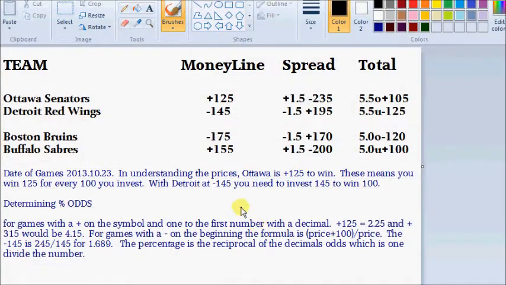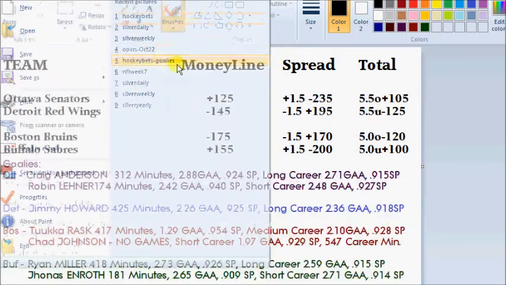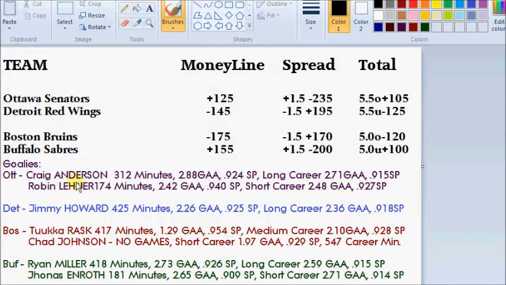So now when we look at the odds, you've got to ask yourself, what's the chance that Detroit wins? And what's the chance the total is going to be 6 goals or more? The one thing that helps is knowing who the goalies are, so let's take a look. For Ottawa, you've got Craig Anderson, their starting goalie, 312 minutes, a 2.88 goals against average this season, and in his career he has been pretty okay. Robin Lehner, I don't know if I pronounced that right, the backup goalie, has played magnificently when he's played, and his career is pretty decent.